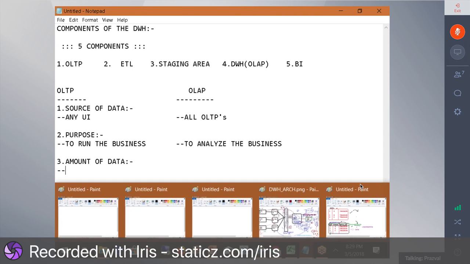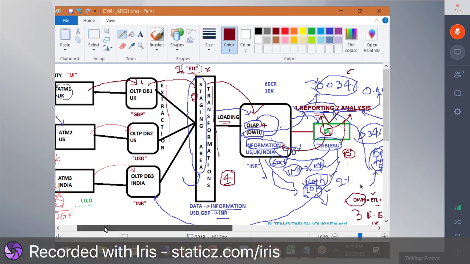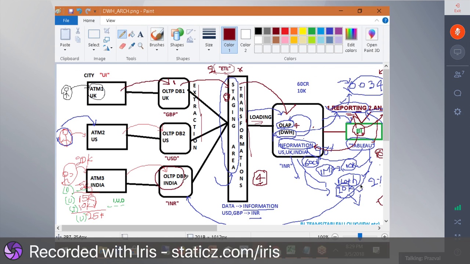Always the OLTP contains a less amount of data. OLTP contains what? Less amount of data. The purpose of OLTP is to run the business, right? But the purpose of OLAP is to analyze the business. While performing the analysis, we need data from the current year or the data from the past 10 years also. The reason the data warehouse is called EDWH, enterprise data warehouse. It contains the complete information of an enterprise since it's inaugurated, right?